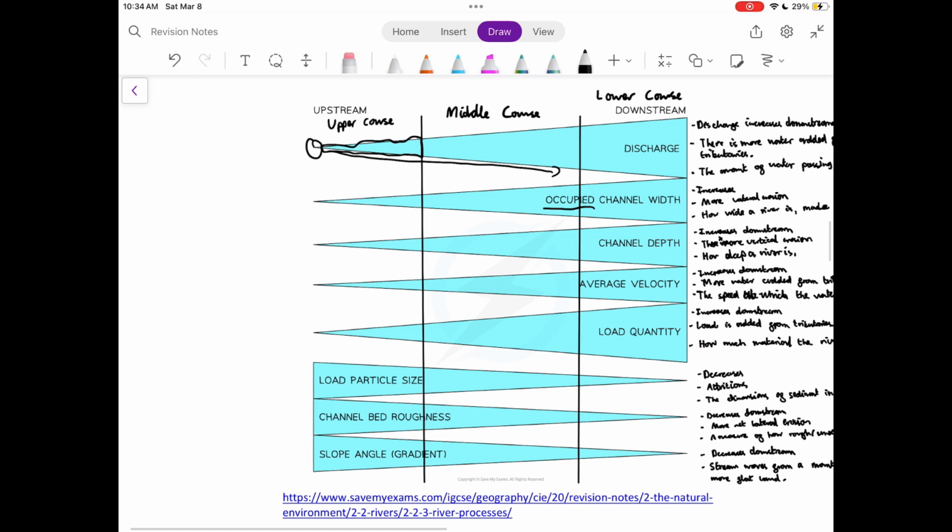And you can do the same for each of the other courses. So for the middle course, you would just say it has a larger discharge than the upper course. So I would recommend comparing them relative to each other in the exam, because that's what they're looking for.